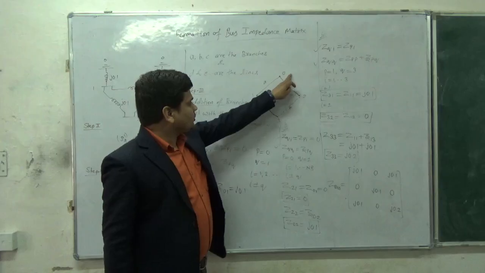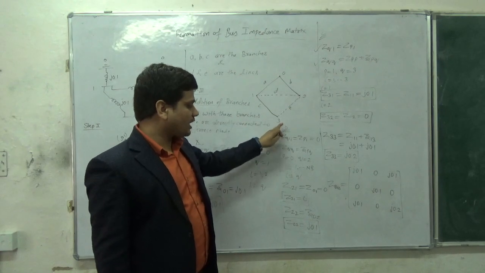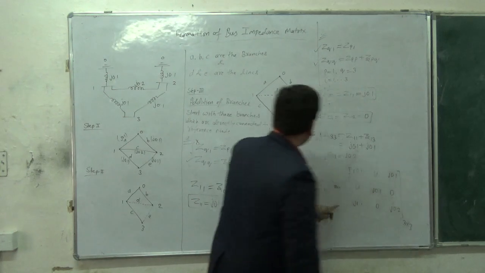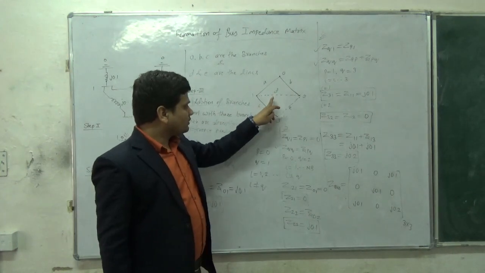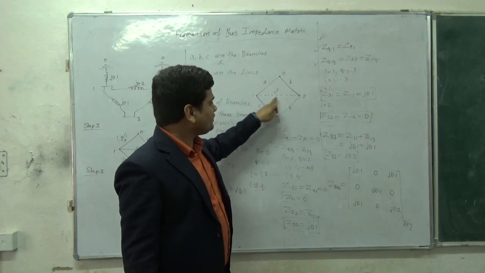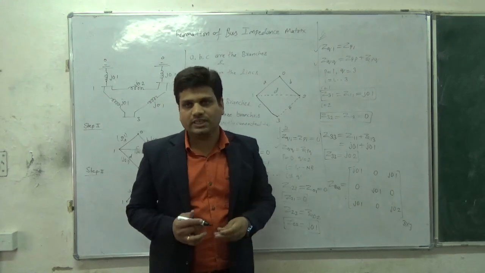You can see buses 0, 1, 2, 3. I have considered all the buses, and the dimension of this Z bus is 3 cross 3. Now I am going to include this D, then I will include this E. But this P is not a branch. This is a link, so now the formulas will change.